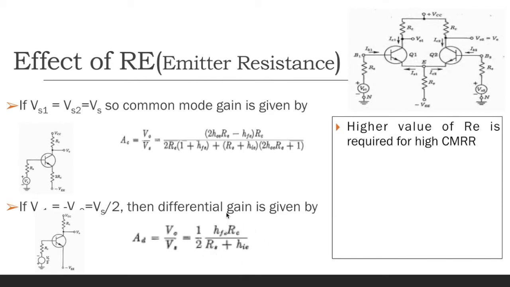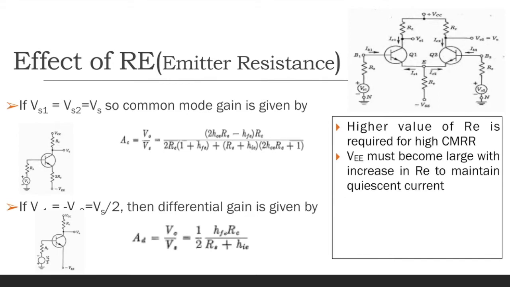So CMRR is differential gain by common mode gain. So lower the value of common mode gain, higher will be the CMRR, and higher the value of Re, lower will be the value of the common mode gain. So ultimately higher values of emitter resistance increases the CMRR, right? But if we increase the value of emitter resistance, then in the same proportion we have to increase the value of VEE to maintain the quiescent current.